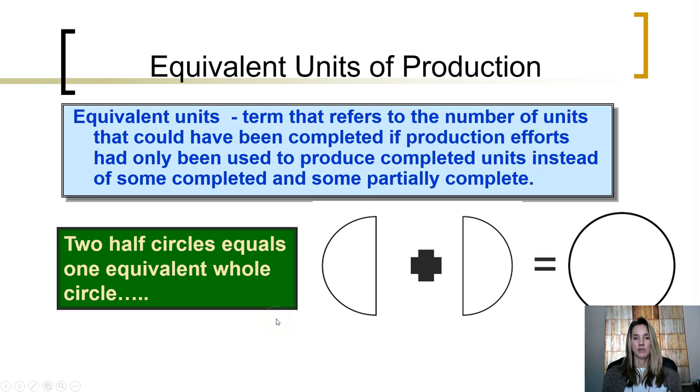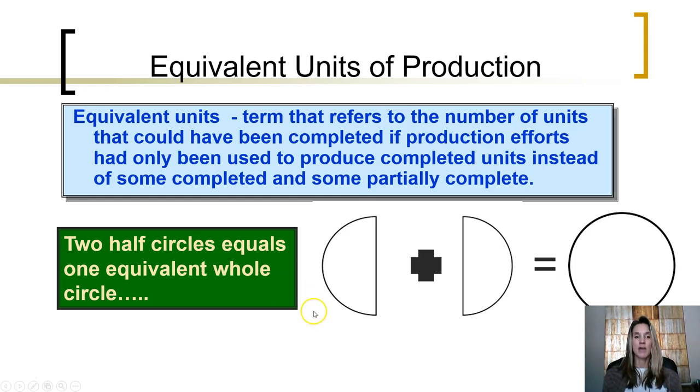What is an equivalent unit? An equivalent unit is a term or a calculation that refers to the number of units that could have been completed if all of the costs of production or all of the production efforts had only been used to produce completed units instead of some completed and some partially complete.